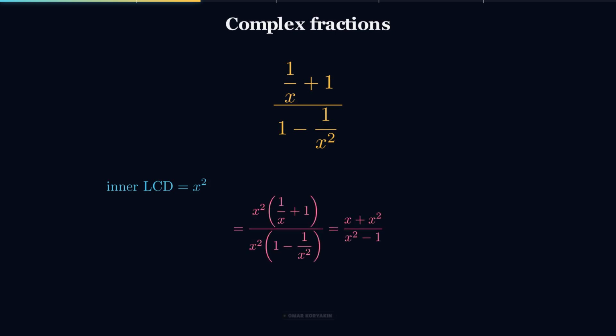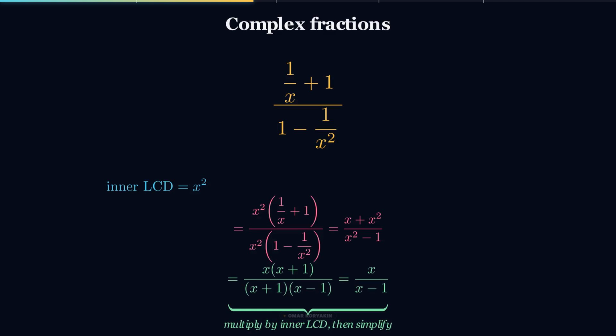Top: x squared times 1 over x equals x. X squared times 1 equals x squared. So the new numerator is x plus x squared. Bottom: x squared times 1 equals x squared. X squared times 1 over x squared equals 1. So the new denominator is x squared minus 1. The complex fraction is now a clean rational expression, x plus x squared over x squared minus 1.